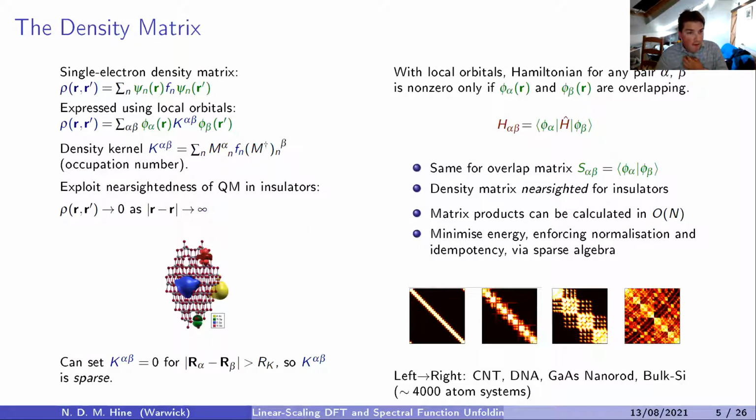The way around this is to work not with the eigenstates themselves, but with a composite object that sums them up, the single particle density matrix. Over the last 15 or so years, a lot of effort has been put into the development of linear scaling DFT codes, which work in terms of local orbitals and a density matrix description, and then exploit the nearsightedness of quantum mechanics in order to truncate that density matrix representation.